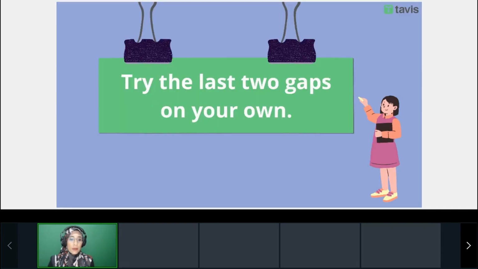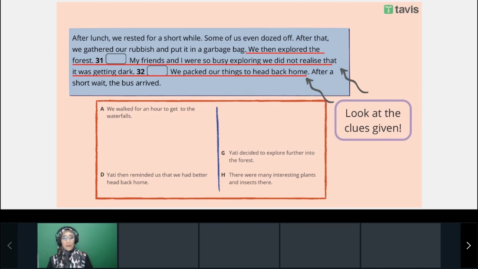Now, let's try and attempt the last two gaps on your own. No, we'll try and do it together as well. Okay, let's see. Look at the clue given. So these are the last two questions for part 4 gap text. Okay, so after lunch, we rested for a short while. Some of us dozed off. After that, we gathered our rubbish and put it in a garbage bag. We then explored the forest. And what do you think happened here? My friends and I were so busy exploring, we did not realize that it was getting dark.